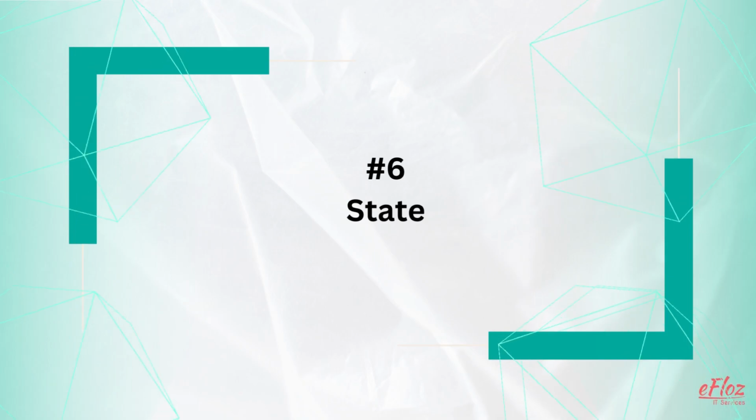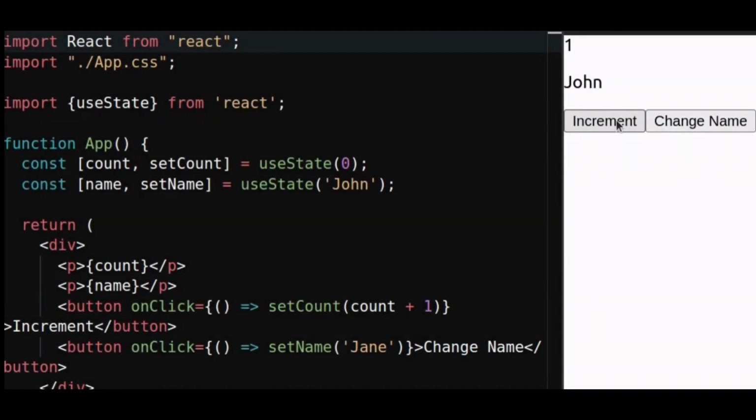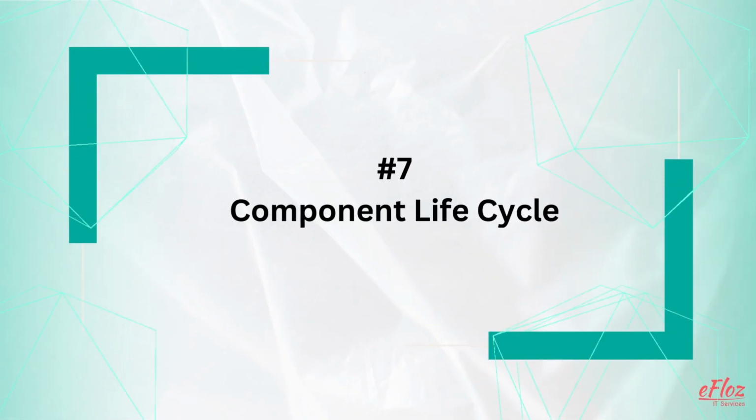State. React state is a data container within a component to manage and update dynamic information. Changes in the state trigger a re-render for keeping the user interface up to date. We use two sets of actions here, count and setCount. When you click the increment button, it increases the count state, and when you click the change name, it updates the name state. These states help the application keep track of and display the current count and name, making it interactive and dynamic.